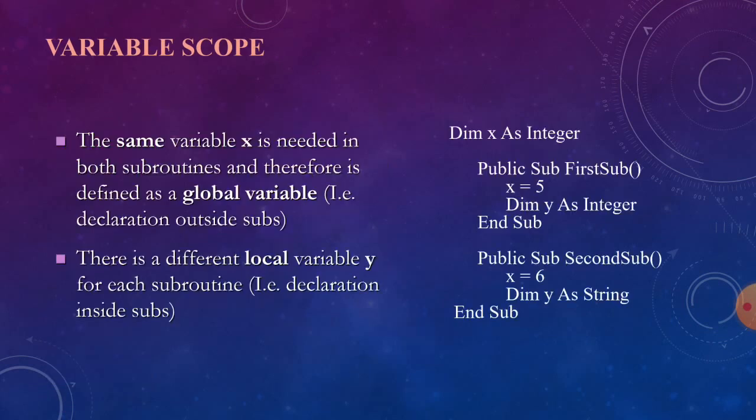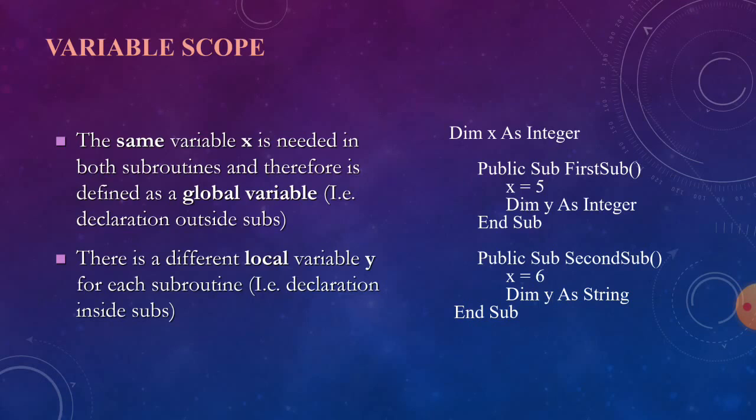Here we see the same variable x on the right side of this PPT. We have written some small code. Dim x as integer: we have declared a variable x as integer, and we have taken public sub first sub. This is the function name. Here we have 2 functions, one is the first sub and another one is the second sub function. Here x equal to 5.